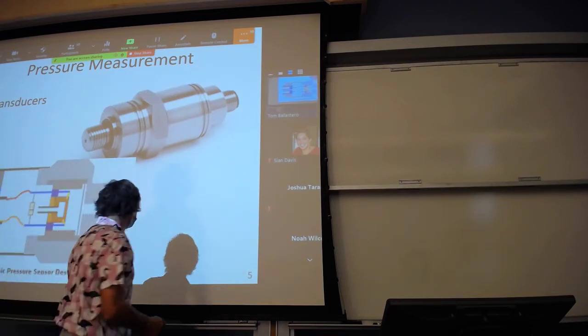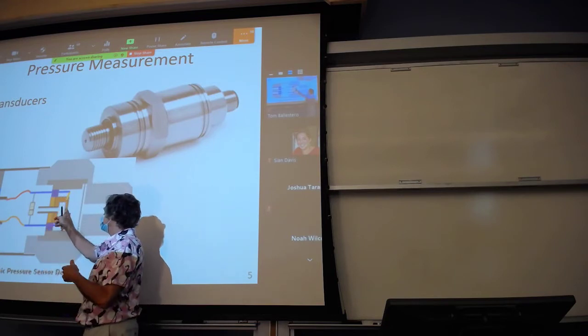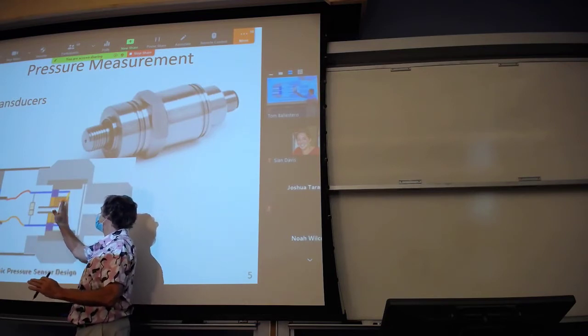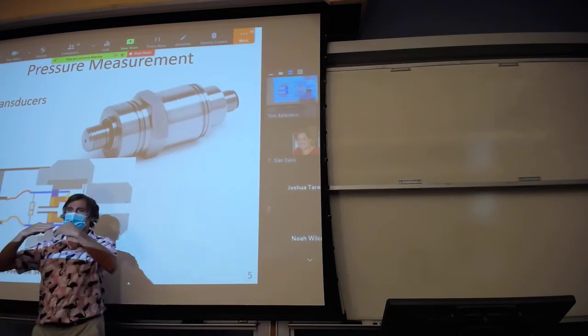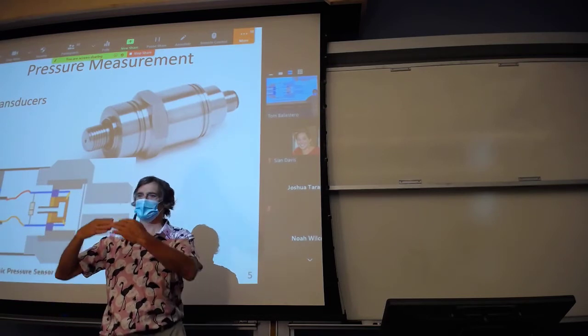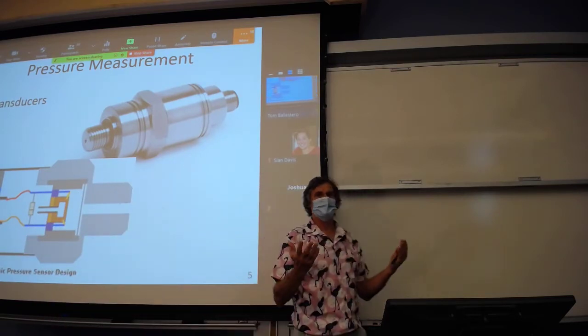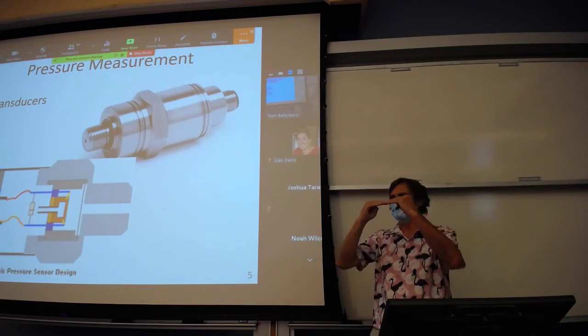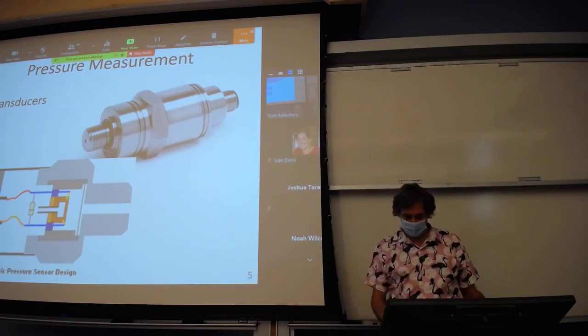Pretty simple. And how this works is basically it's a Wheatstone bridge. As this deflects, it changes the resistance in the Wheatstone bridge. But again, it's measuring pressure off of stress-strain relationships of a solid surface.